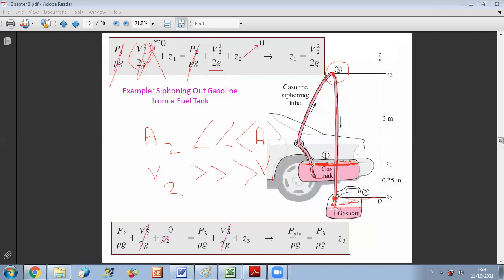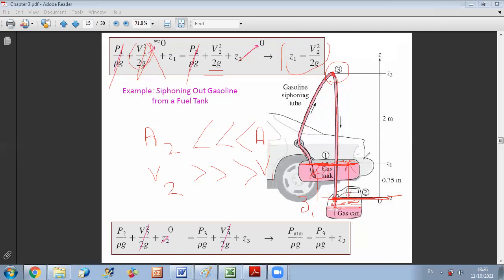Now I have the elevation of point 1, Z1. We consider Z2 as the reference, so Z2 equals 0. So we end up with Z1 equal to V2 squared over 2g. So the main condition to be able to produce a siphoning effect is to have point 2 at a lower level than point 1, because this difference in height is the driving force for flow in the tube.